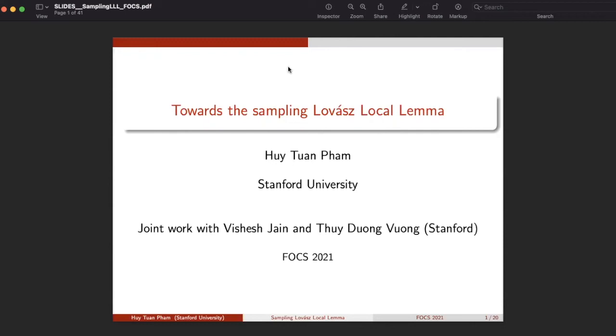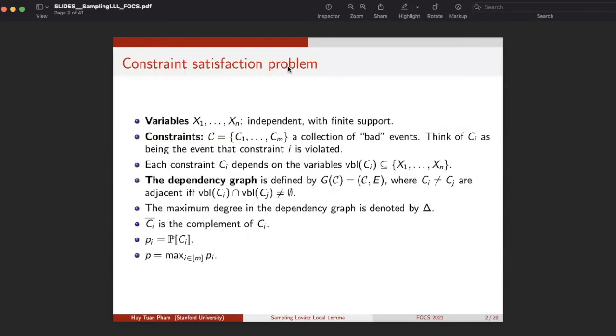Hi, I will discuss joint work with Vishesh Jain and Thuy-Duong Vuong on an algorithmic counting and sampling version of the Lovász local lemma. We will be interested in constraint satisfaction problems, so we are given variables x1 through xn, which take values in finite domains. So for us, we'll be thinking about these xi as independent random variables, usually uniformly distributed in the finite domains.